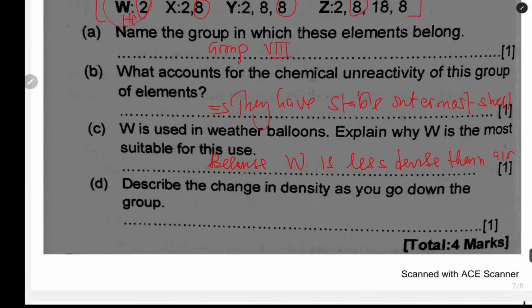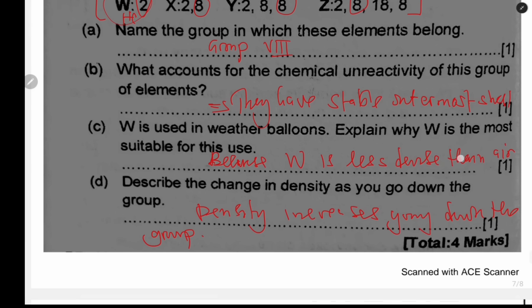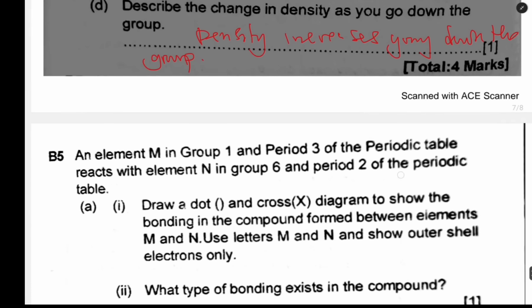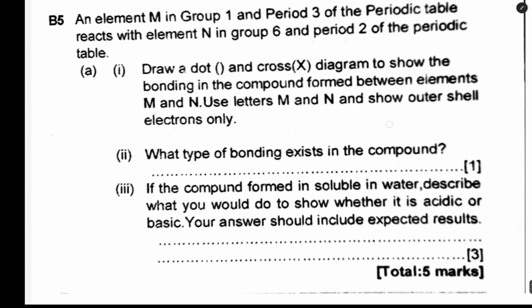Describe the change in density as you go down the group. So as you go down the group, the density increases going down the group. So you need to know the change in physical properties as you go down the group.